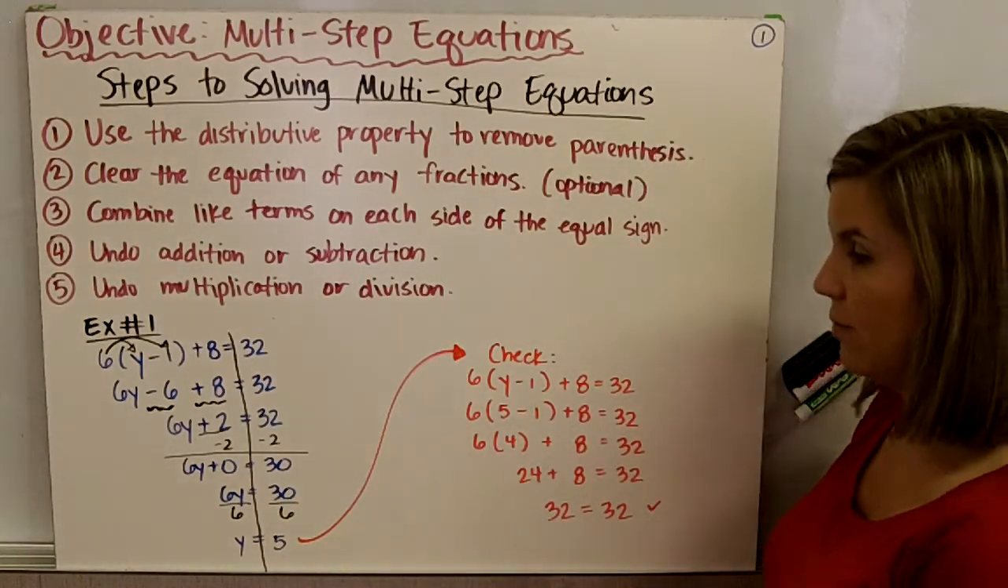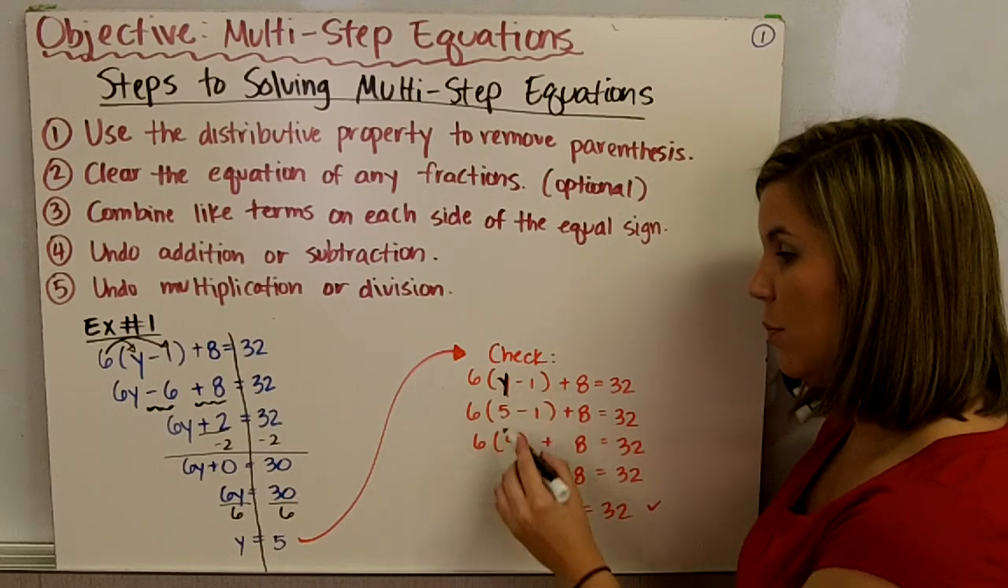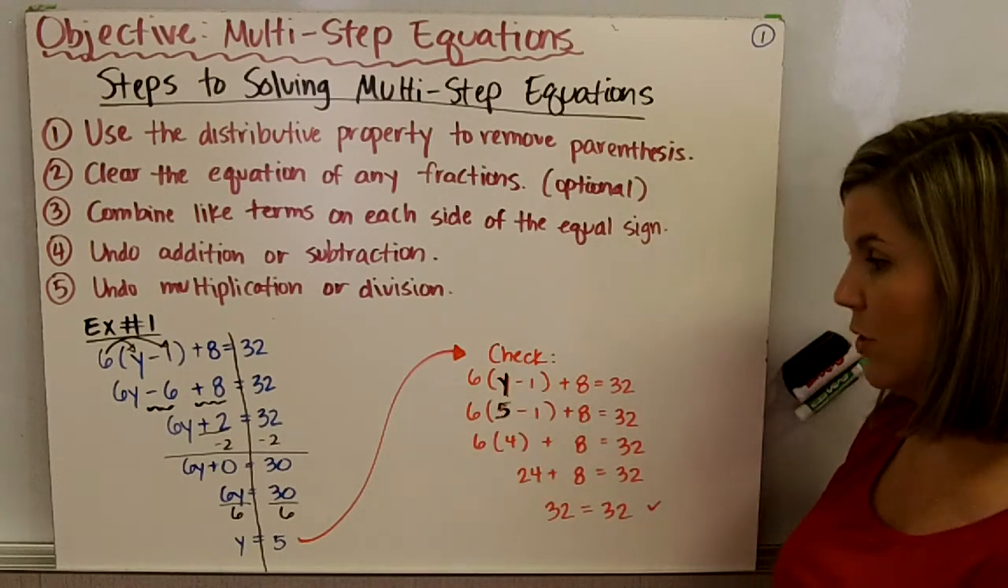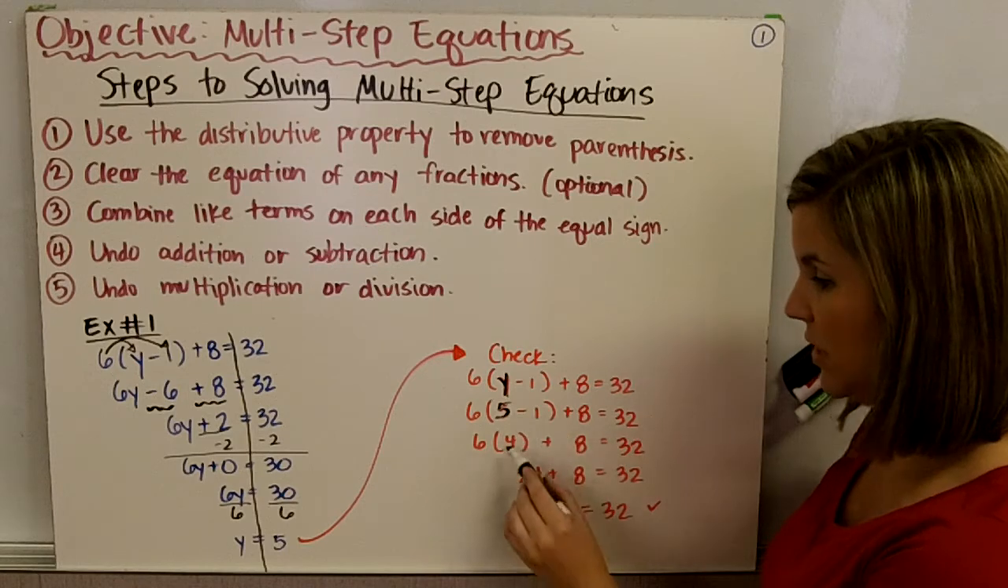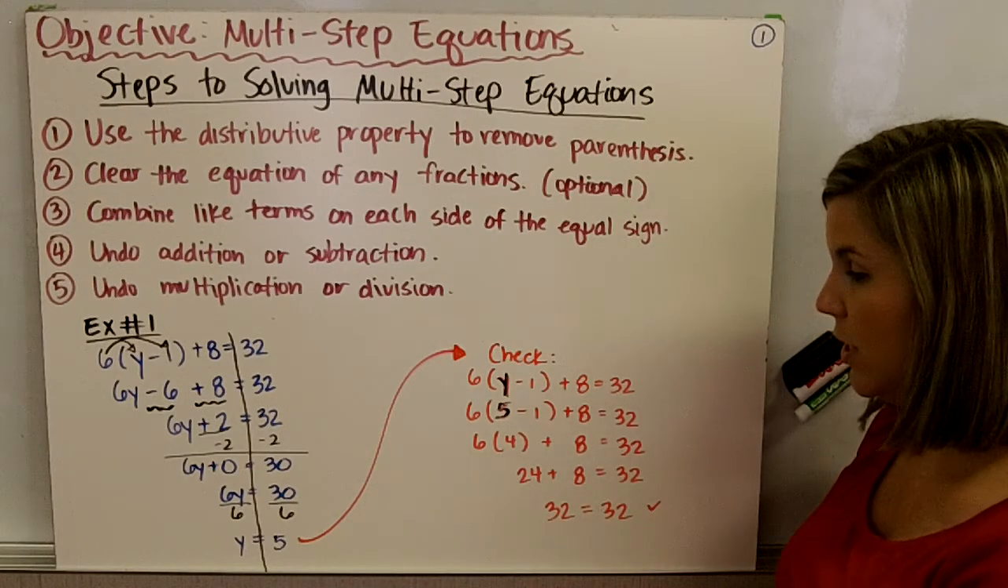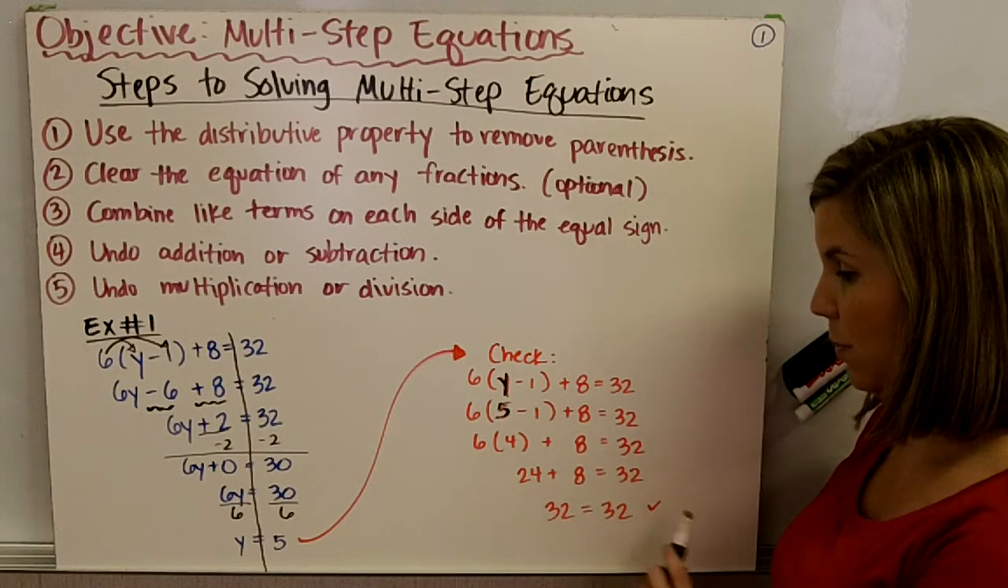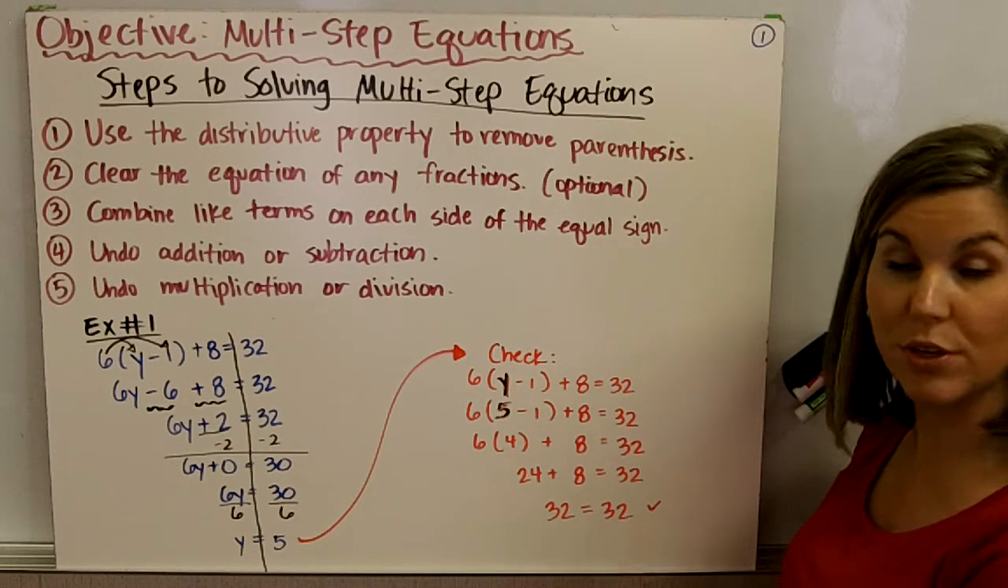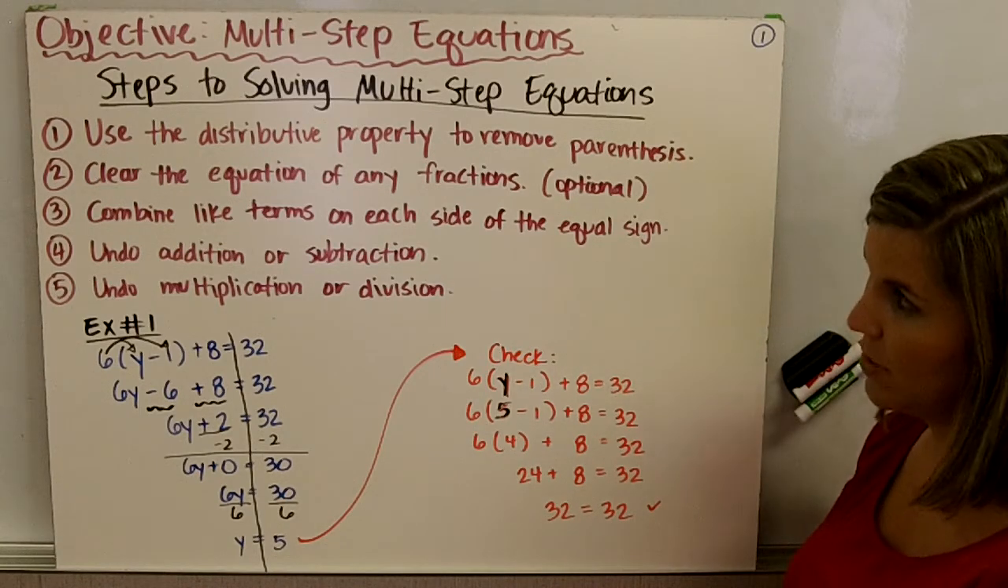Now remember to check. If you replace y with 5 in the original equation, 5 minus 1 is 4. So I have 6 times 4, which is 24. And 24 plus 8 is 32. 32 is equal to 32. You just substitute.